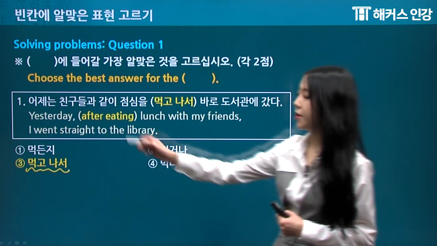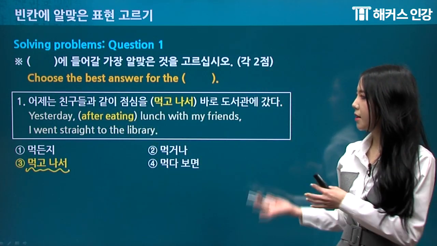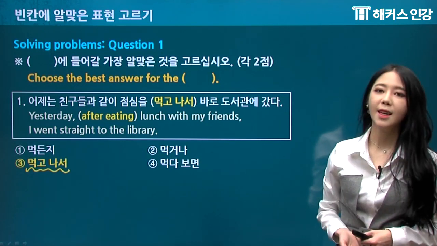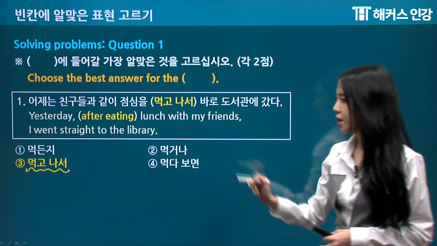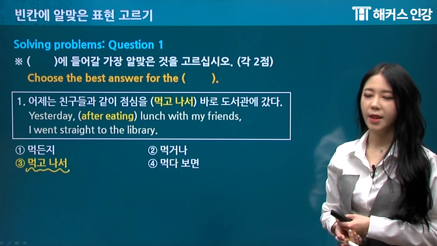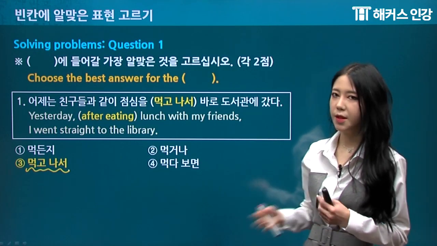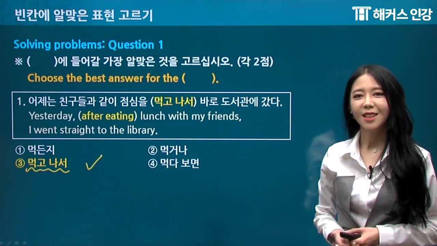First, in Korean: 어제는 친구들과 같이 점심을 먹고 나서 바로 도서관에 갔다. Yesterday, after eating lunch with my friends, I went straight to the library. It makes perfect sense. It flows naturally. So I guess option number 3 is correct.